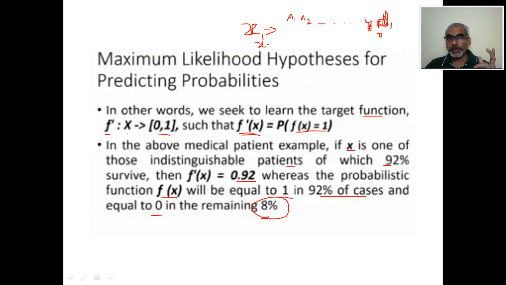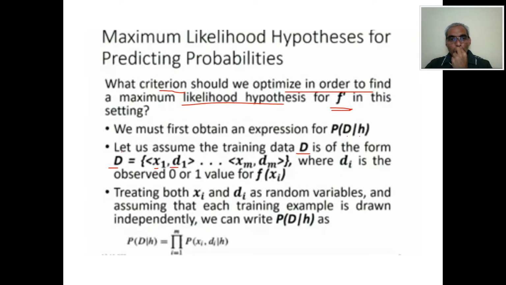Similarly, you will take another input x2 with so many parameters. Now you will be having an output. What is that output? We can call it d2. Similarly, x3, d3, right? So now how is your training data? If you assume the training data D is of the form x1 comma d1 comma x2 comma d2, like that, xm comma dm, where this small di is the observed 0 or 1 value for f of xi.